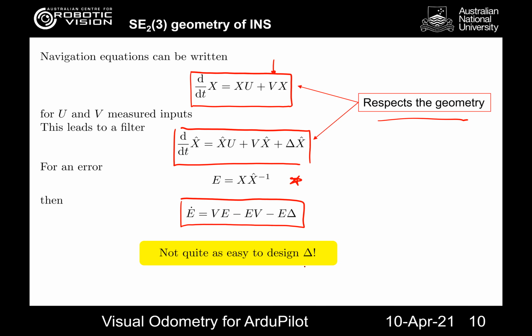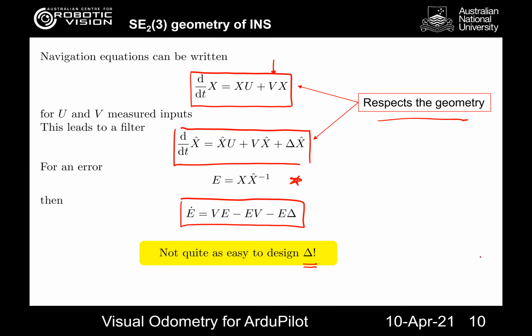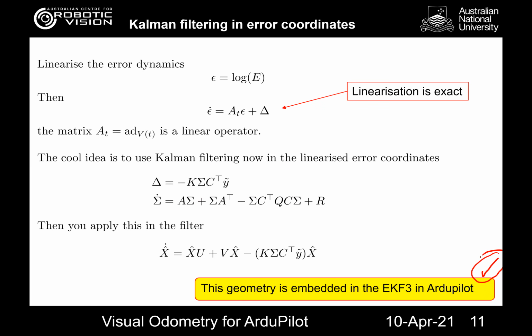Now, this isn't quite as easy to design as the attitude problem, and this is why I actually didn't figure out how to do this back in 2008, because I didn't know how to do it at the time. Sylvain Bonnabel actually developed these equations through the 2010 to 2015 period. And interestingly enough, even though it's not exactly what's going on, it is really closely linked to what is actually going on in the ArduPilot EKF3. So this geometry is being exploited in ArduPilot at the moment, not through the route that I've explained it, but through other routes that have got the same approach.